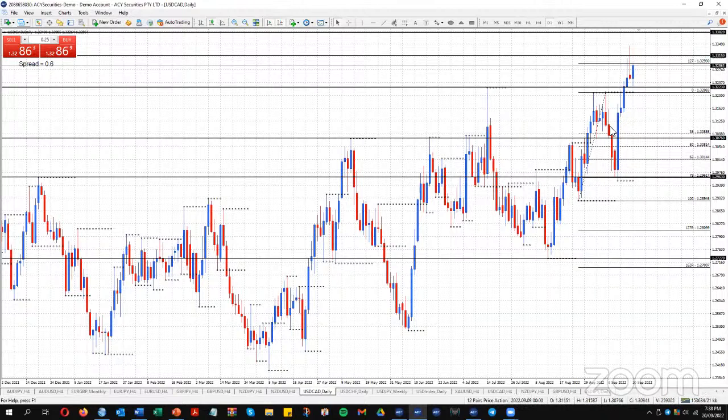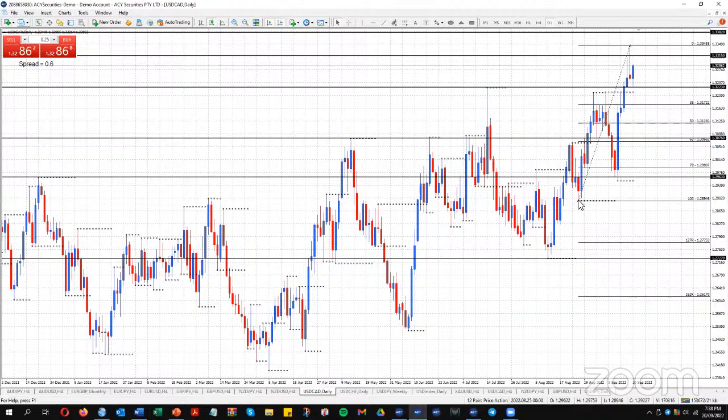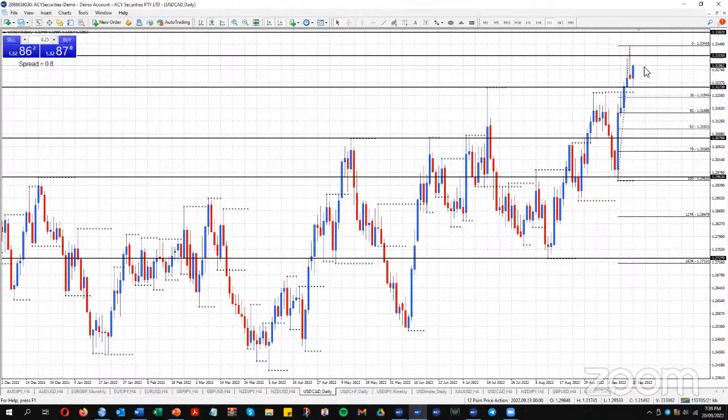We're at the 127 extension of this upward move. So if we restructure the fib, we could be seeing a pullback now to the 62 to weekly support here at 130.76. All right. And on the 4-hour, I'm just going to take that fib off.